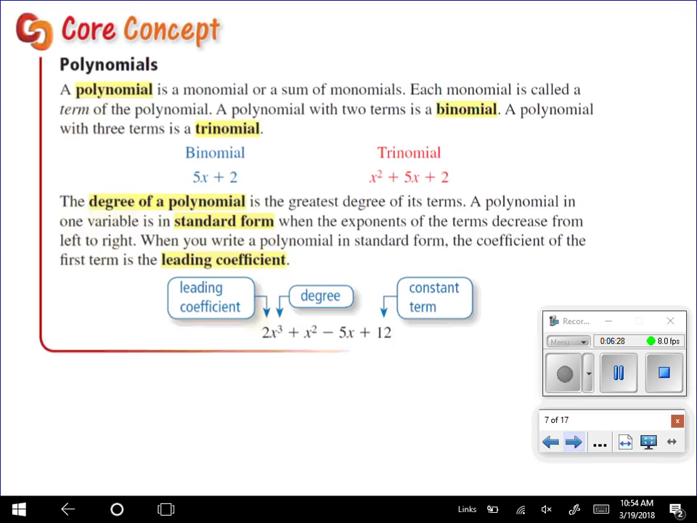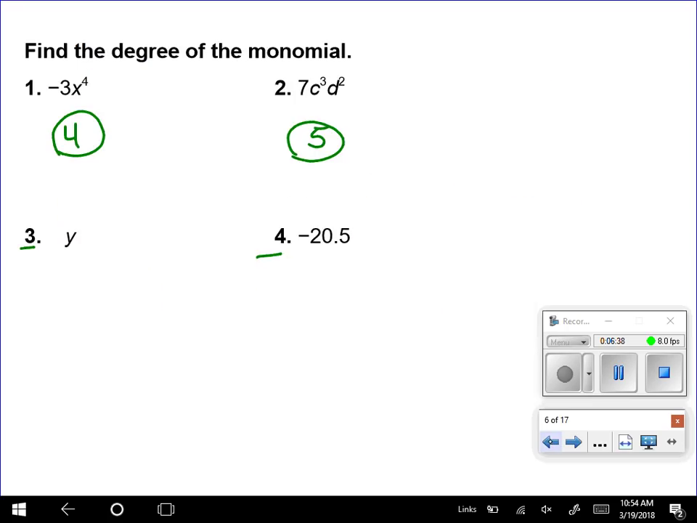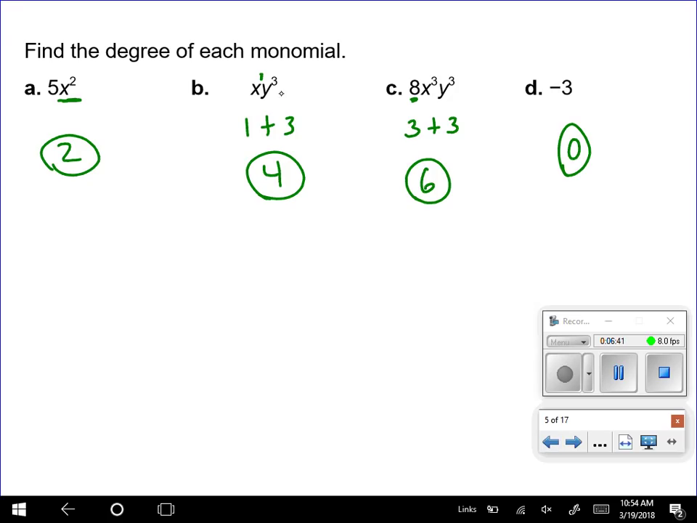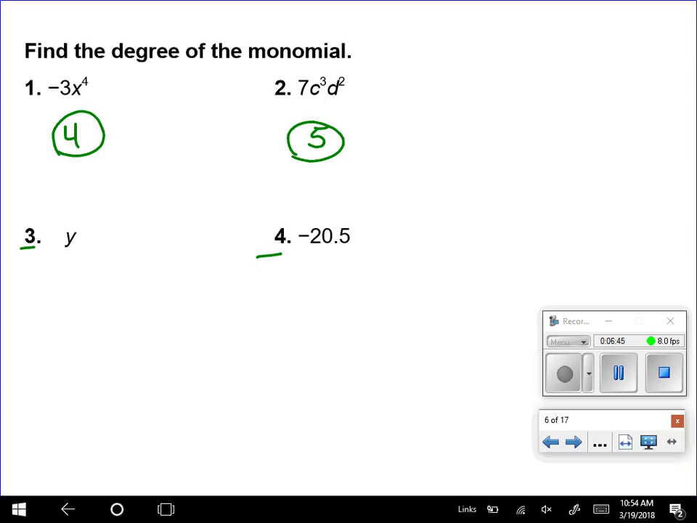A polynomial is a monomial or a sum of monomials. Each monomial is called a term in the polynomial. We've talked about monomials, but that could be any of those things that we just looked at. These are all monomials. They only have one term. They're singular, all represented as one term. You're not adding or subtracting.